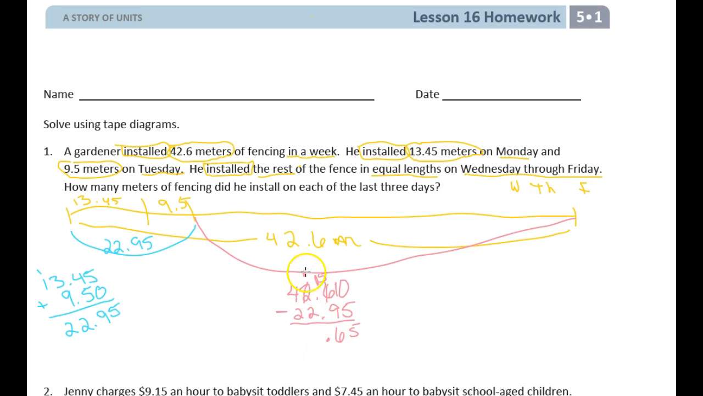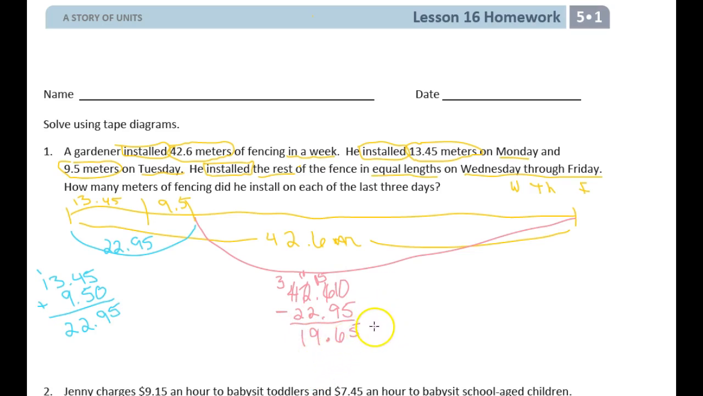Oh, shoot. I can't take 2 away from 1. I'm going to take a 10. I'm going to leave 3 tens here, and I'm going to take one of those tens and turn it into 10 ones. 11, 10, 9. So we've got 9 in the ones place. The difference between 3 and 2 is really obvious, isn't it?